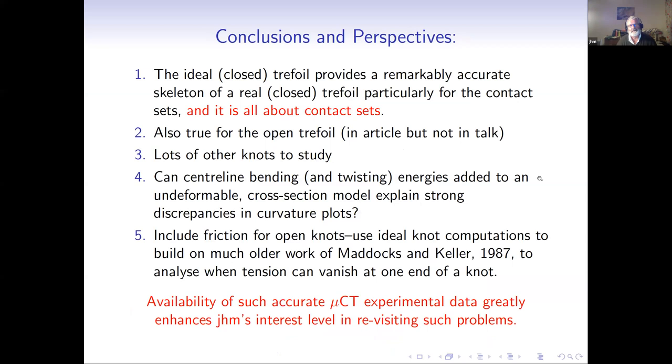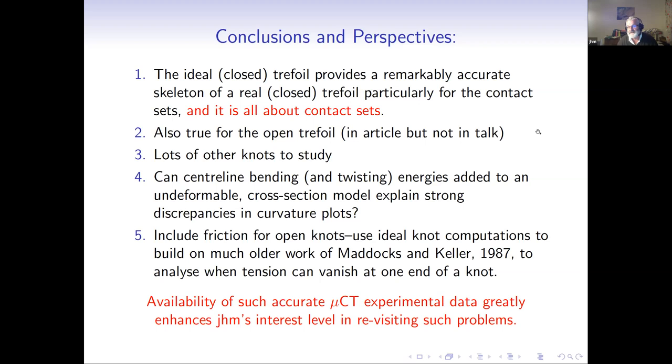My conclusions and perspectives. So that ideal closed trefoil, it'd be suspicious if it were really good. Why should the curvatures match? Because the ideal trefoil is completely flexible, but the contact sets are giving a remarkably accurate skeleton of a real closed trefoil, right? And again, so now I believe you should understand more or less what I mean by a contact set. And you might or might not agree with me, but understanding all these knots is understanding the contact set, and then you're done.